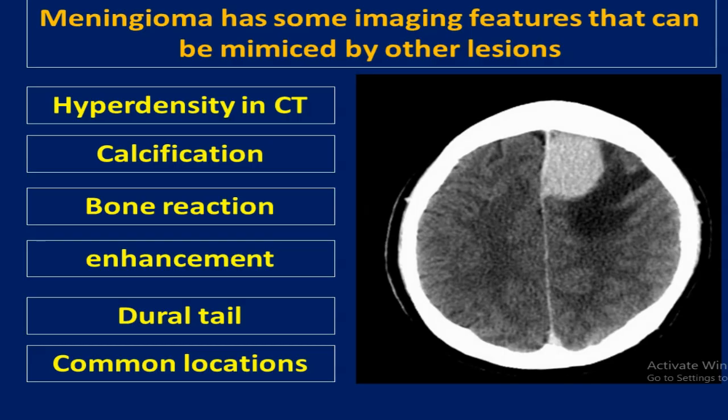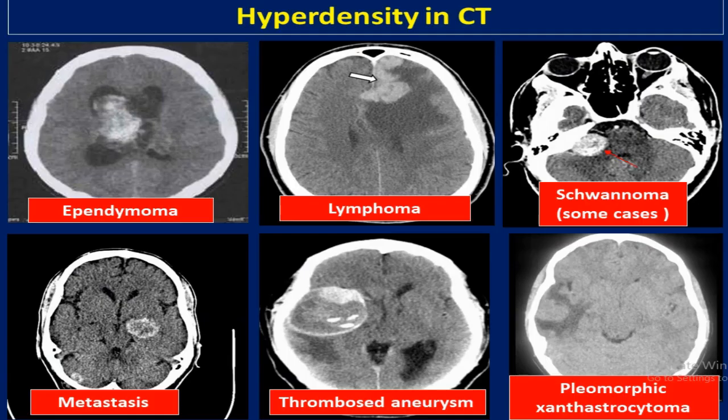Meningioma has some imaging features that can be mimicked by other lesions. These features collectively are hyperdensity in CT brain, calcification, bone reaction including resorption and hyperostosis, enhancement, dural tail, and common locations that can be shared between meningioma and those other lesions. Today we are going to speak about the hyperdensity in CT brain.